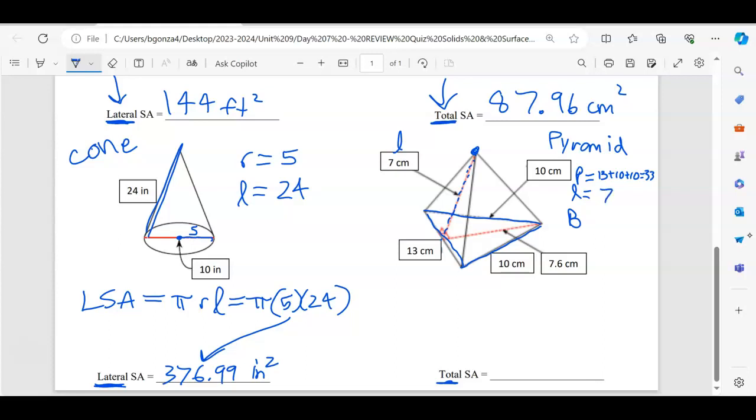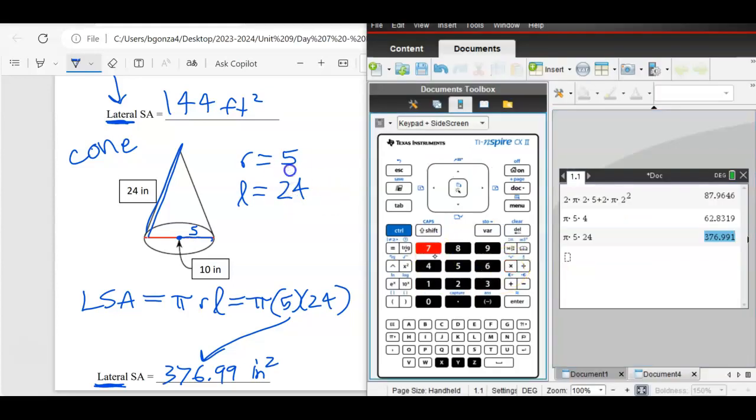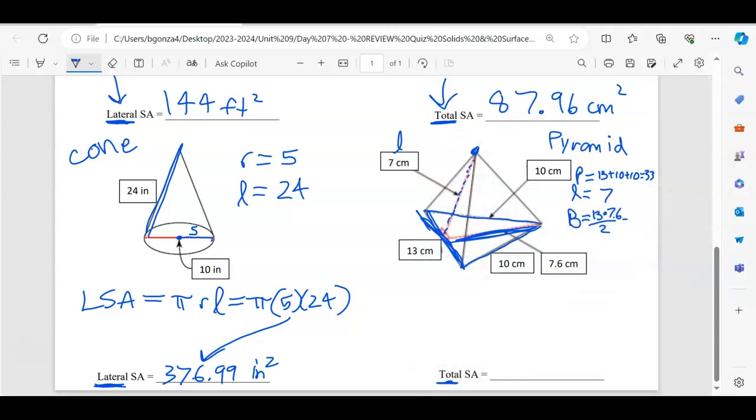Now, big B, for a triangle, it's the base of the triangle times the height of the triangle, divided by 2. Okay. So 13 times 7.6 divided by 2. You can get control divide to make the fraction. 49.4.